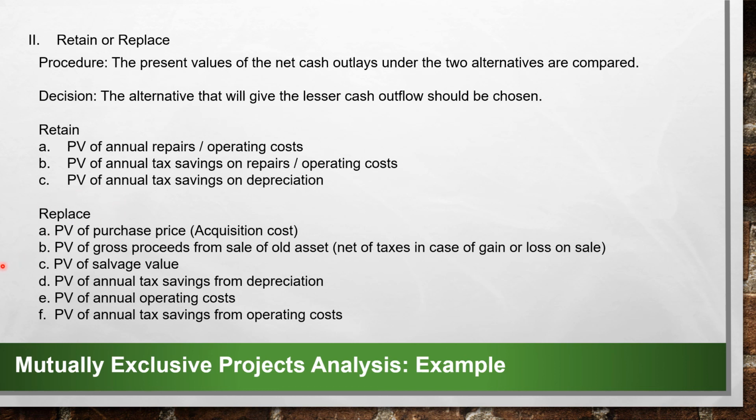For the replace alternative, we have the following relevant costs. The present value of purchase price, and that is the acquisition cost. No need to multiply with the present value factor. Then we have the present value of gross proceeds from sale of old asset, net of taxes in case of gain or loss. Then we have the present value of salvage value, the present value of annual tax savings from depreciation, the present value of annual operating cost, and the present value of annual tax savings from operating costs.